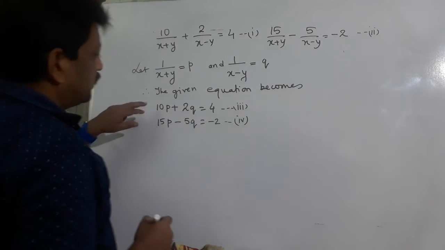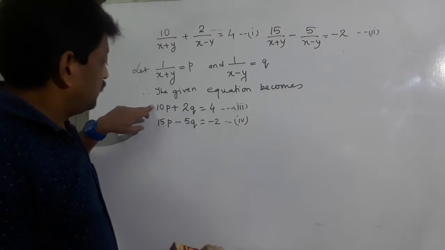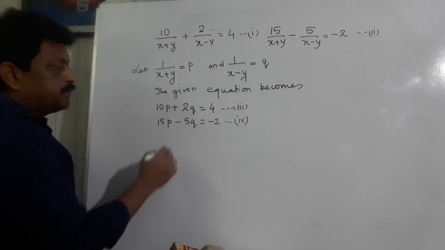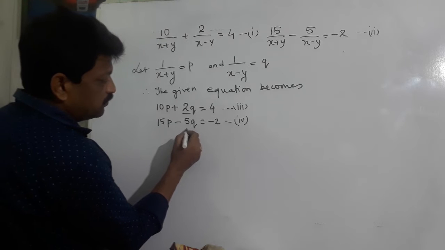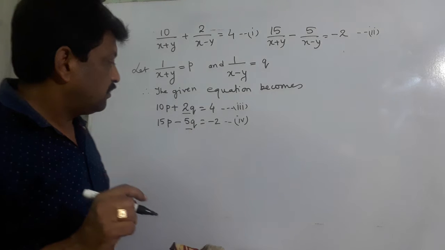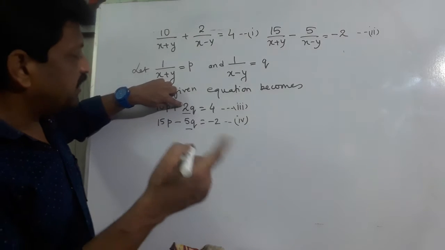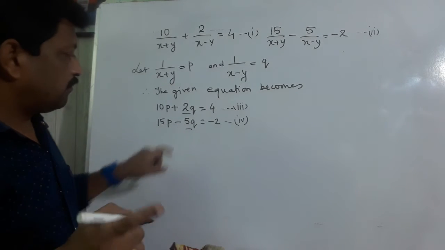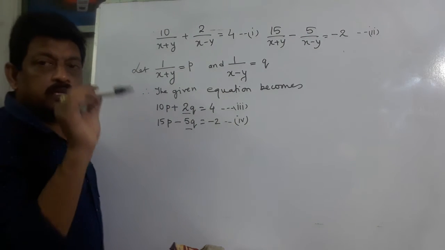Now let us multiply equation number 3 with 5 and equation number 4 with 2. Why am I multiplying this with 5? Because here it is 2q and in the next equation it is 5q. So the LCM of 2 and 5 is 10. I have to make them 10. So 2 will be multiplied with 5 to make it 10. Similarly 5 will be multiplied with 2 to make it 10. Actually I want to make the coefficient of q equal in both the cases.